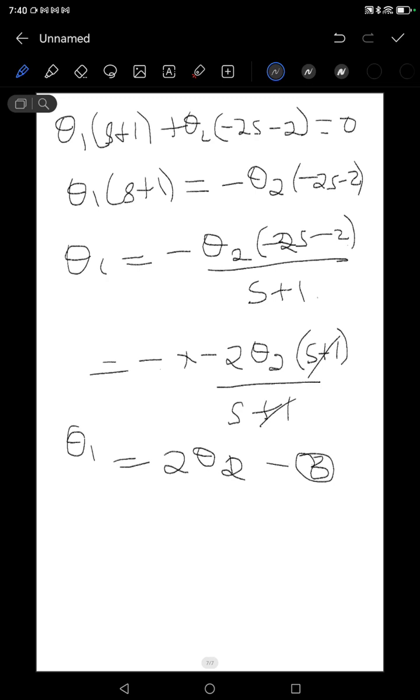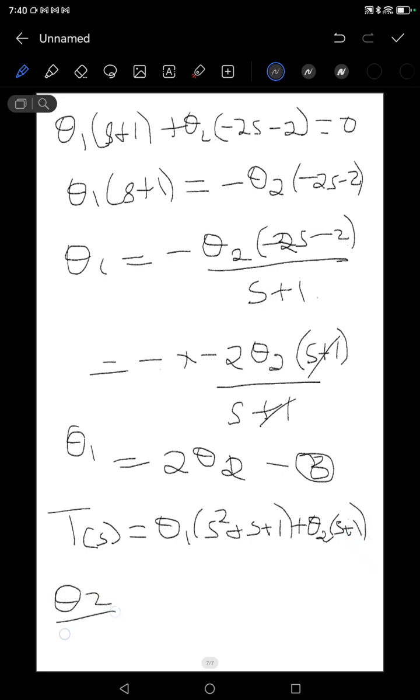And then therefore we're going to take this equation 3 and substitute what? Back to our first equation. Our first equation, it was T of S equals to theta 1 into S squared plus S plus 1, and then plus theta 2 into S plus 1. Remember, we are looking for what? We are looking for theta 2 over T.